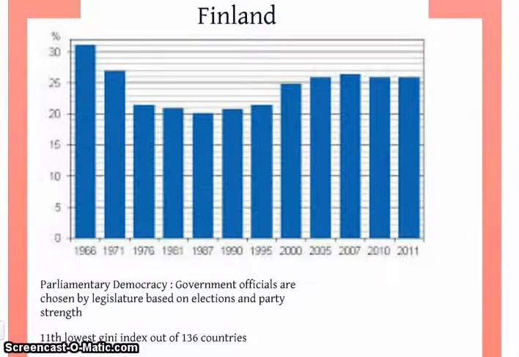Now let's take a look at some foreign countries. Finland and the rest of the Nordic countries have pretty low Gini coefficients, with Finland having the 11th lowest overall. They consistently hover around 25%.